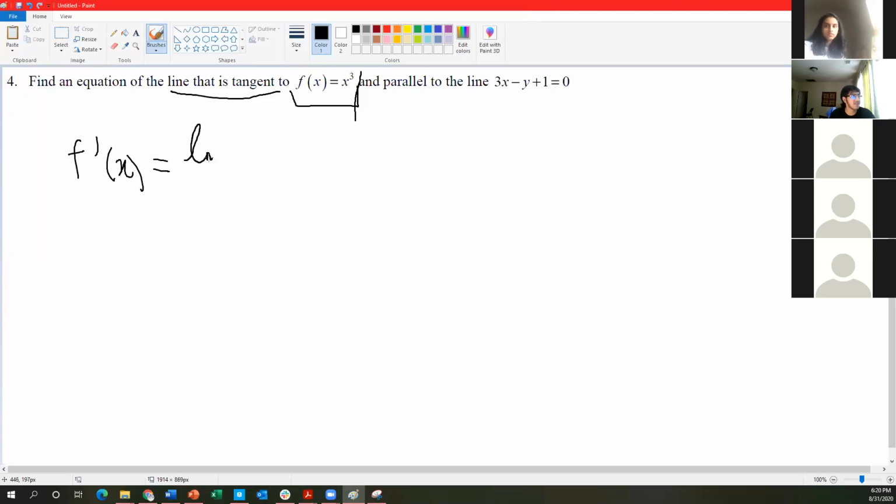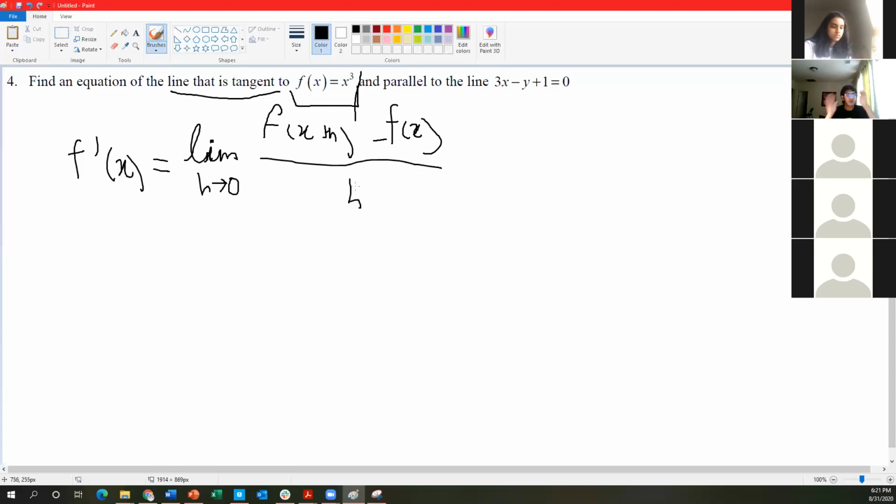The first is using this definition, the limit as h approaches 0 of what? Can someone tell me the definition? f of x plus h minus f of x over h. Yep. And once again, don't memorize this. Think about it conceptually. What are we doing? We're thinking y2 minus y1 over x2 minus x1. y2 is f of x plus h, and y1 is just f of x. And x2 is x plus h, and x1 is just x. So x plus h minus x is just h.